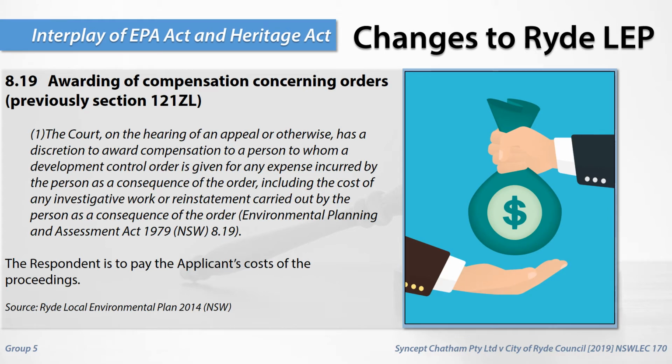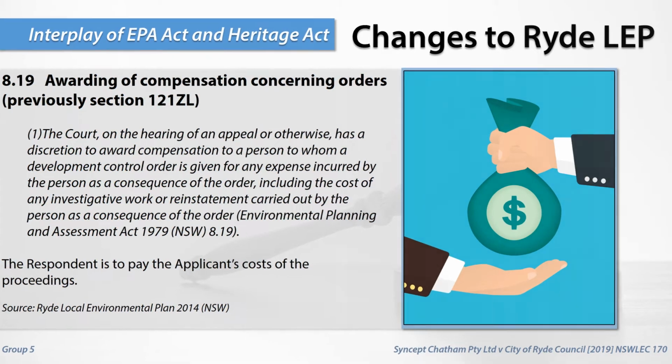Finally, Section 8.19 outlines compensation concerning development control orders, with paragraph 1 stating that the court has the power to award compensation to a person to whom a development control order was given, including any expenses that may have been incurred as a consequence of the order. Due to the court finding the interim heritage order was invalid, it required the respondent to pay the applicant's costs of proceedings.